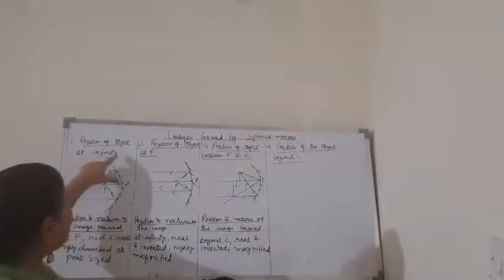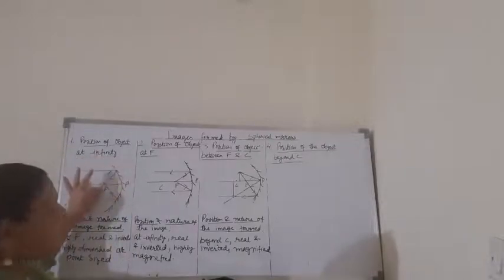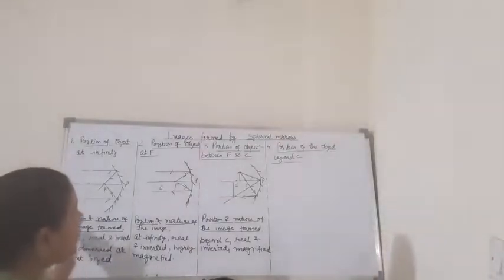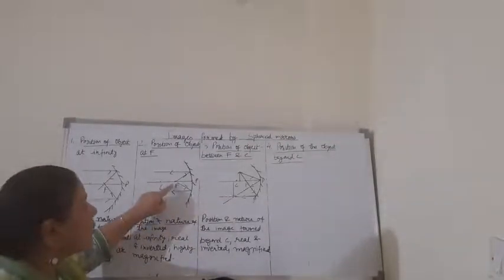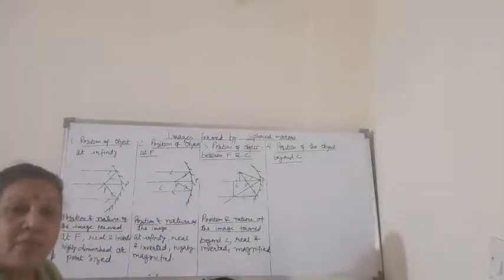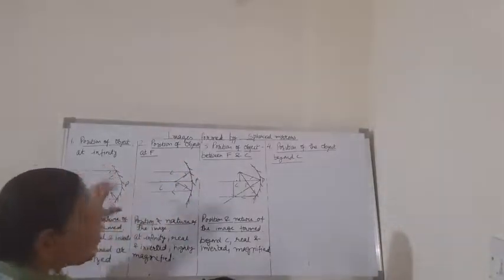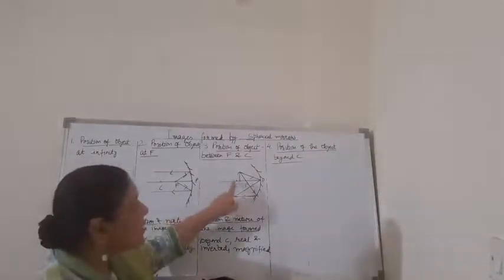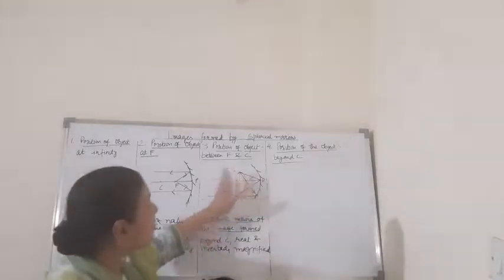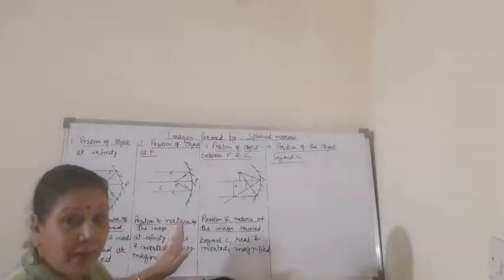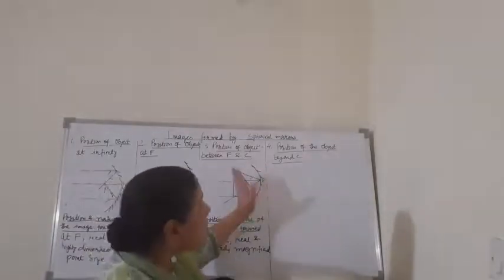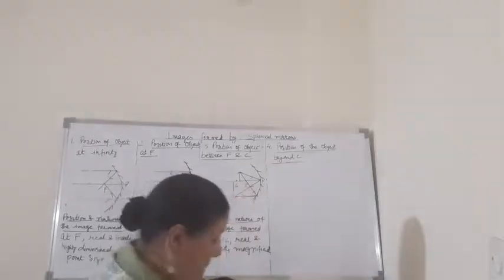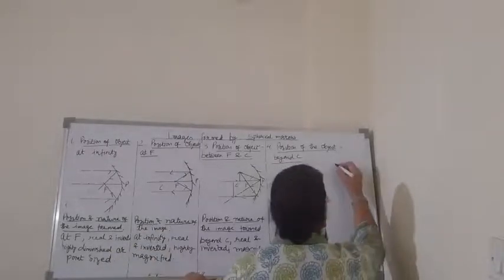When the position of the object is at infinity, the image is formed at the principal focus. Just opposite to that, when the position of the object is at the principal focus, the image will be formed at infinity. Third, when the object is between C and F, the image will be formed beyond C, magnified. And just opposite to that, when the object is beyond C, how the image is formed, we are going to see that.